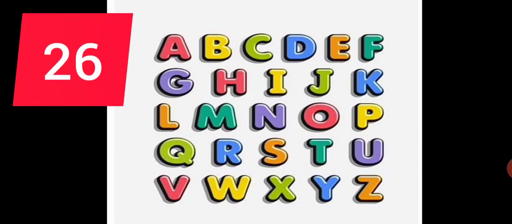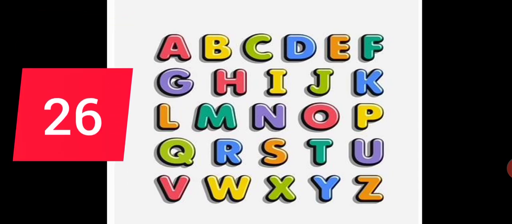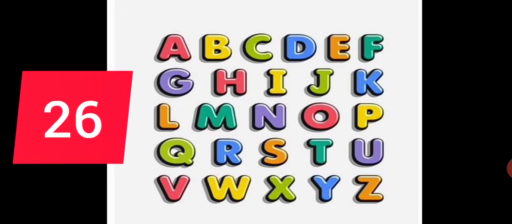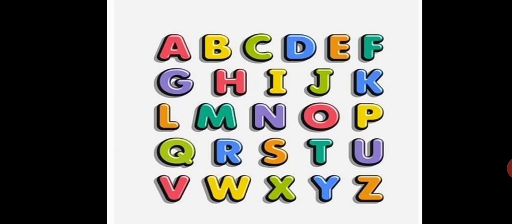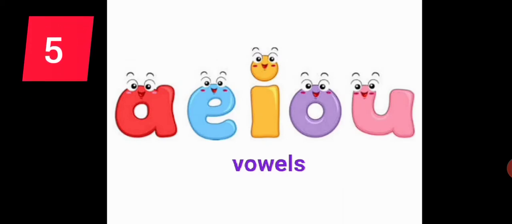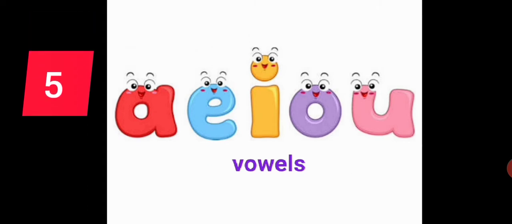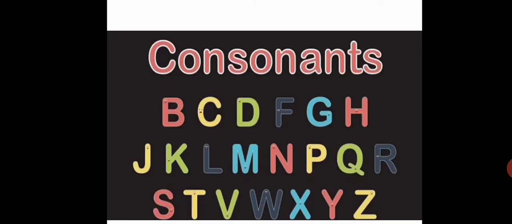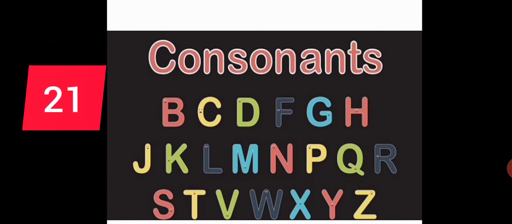There are 26 letters in an alphabet chart. Okay? How many? 26. There are 5 vowels: A, E, I, O, U. There are 5 vowels and 21 consonants. How many consonants? 21.